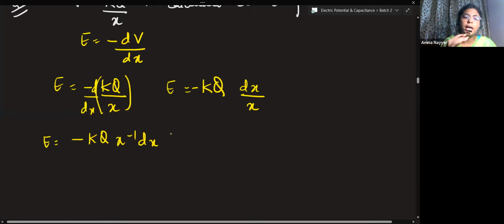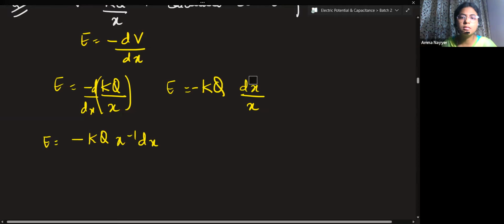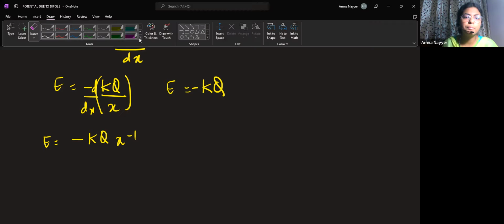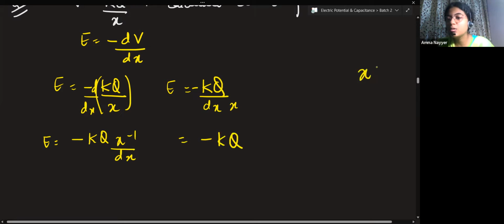Now see, kq x to the power minus 1 is not multiplied by dx. This is differentiation. It's here in the denominator. So kq, dx, we are differentiating this term, this is differentiation of this x. Now see, how do we differentiate? That's why we had revised calculus. See, kq is a constant, that will come out. Minus kq is a constant, that will come out. X to the power minus 1.